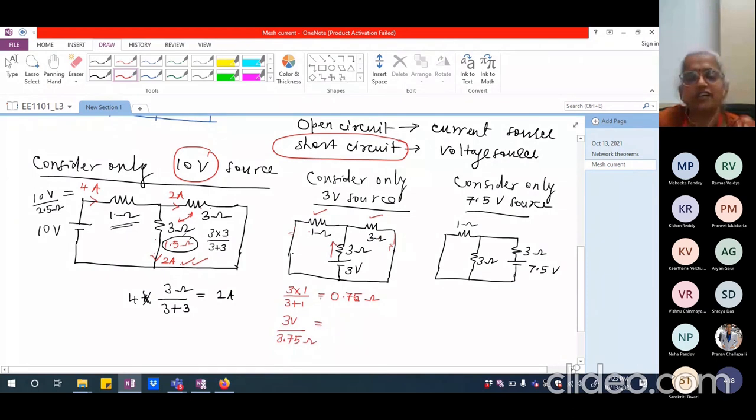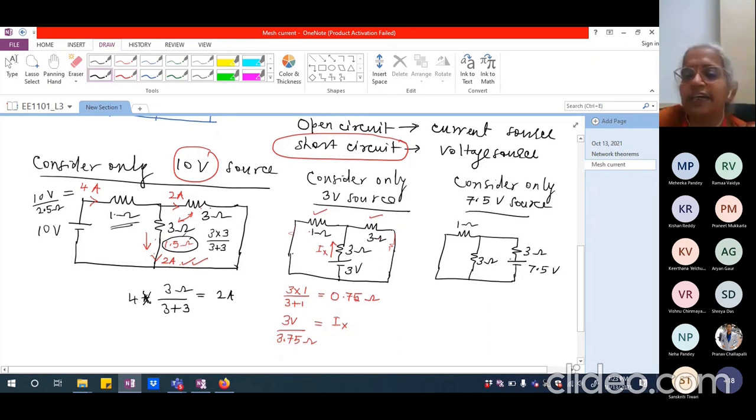This is the direction in which the current is going to flow in the 3 ohm resistance. If I call this Ix, so this is going to be Ix. Whereas the 2 ampere current is flowing downward. Please remember that. So Ix and this 2 ampere are in two opposite directions.